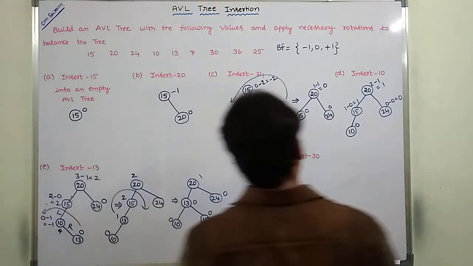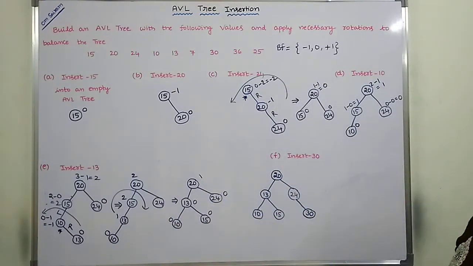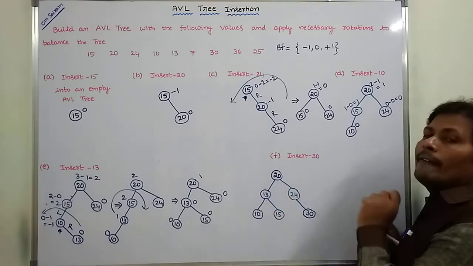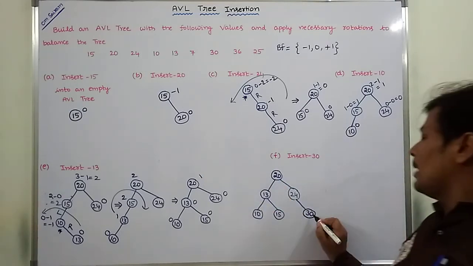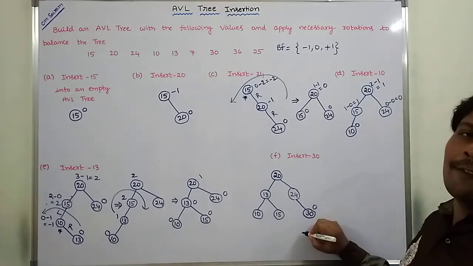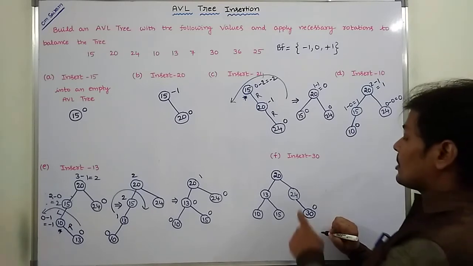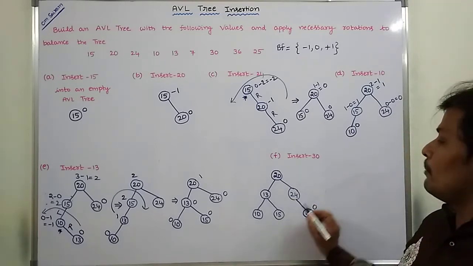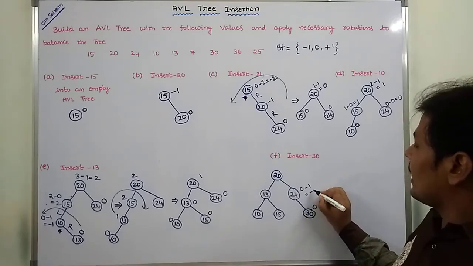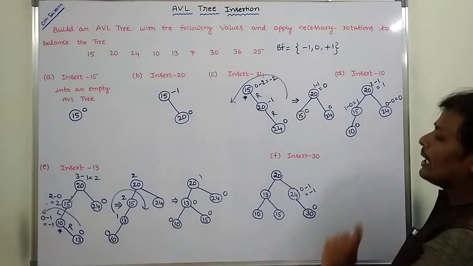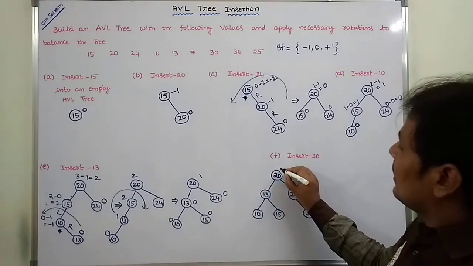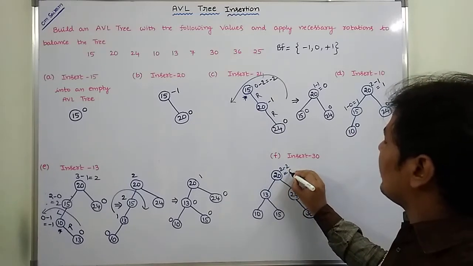Now we have to check the balance factor for each and every node, to check whether this is an AVL tree or not. For element 30, the balance factor is 0, because there is no left subtree and no right subtree. Next, 24, left subtree is empty, 0 minus right subtree 1, that is equal to minus 1. Next, for 20, height of left subtree 2 edges, height of right subtree 2 edges, so 2 minus 2 is 0.